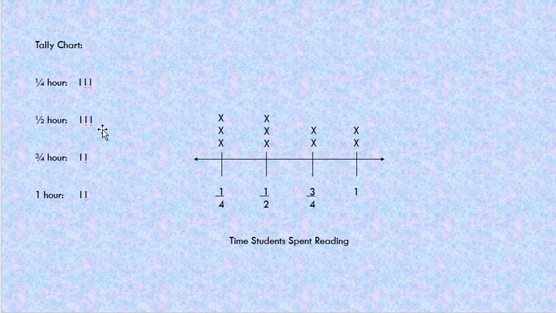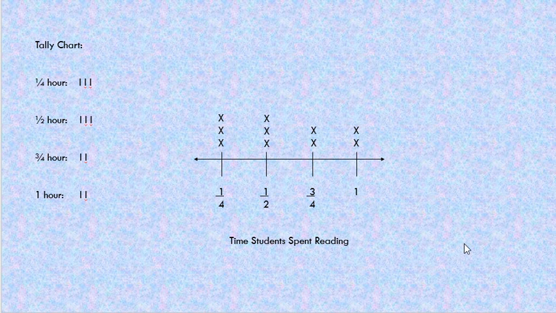There were 3 students who read for 1/2 an hour. Above the 1/2 an hour, we put 3 marks to represent the number of students who read 1/2 hour. Above 3/4 of an hour, we have placed 2 X's to show that 2 students read 3/4 of an hour. And our last set of data, 1 hour, we placed 2 X's to match our tally chart of 2 students who read for 1 hour. So this is what your final and complete line plot should look like when you're done.